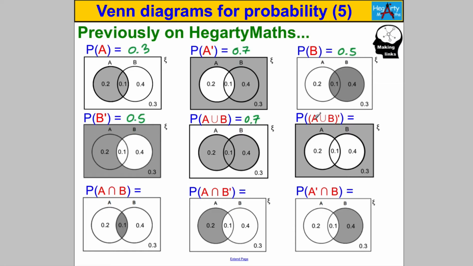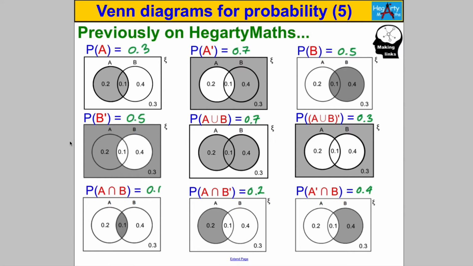The probability of the complement of A or B, or not in A or B, is just the 0.3 here, everything outside the two circles. Probability of A intersection B is this overlap here, which is simply 0.1. The probability of A intersection not B, well, in this particular case it is just the 0.2. That means everything in A but not in B. And the probability of not A intersect B, i.e. everything in B not A, is just the 0.4 here.